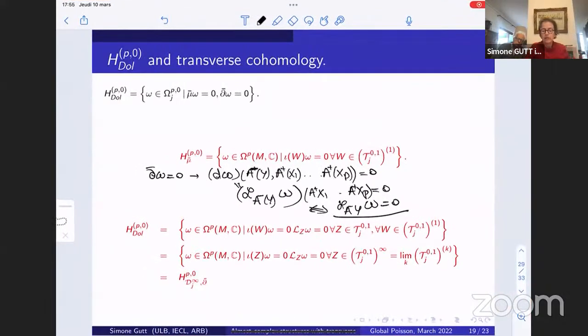because any other term would again involve a bracket of two elements of a minus would be nu, and we know that it vanishes on nu. So we obtain that the Dolbeault cohomology spaces of order P0 are those complex valued P forms on M, such that the contraction is zero for any element in the first derived ideal, and the Lie derivative is zero for any element in T^{0,1}. But if the Lie derivative vanishes in the direction of T^{0,1}, it vanishes when you take brackets of such elements. So it vanishes on the smallest, on all the T of the kth derived ideal.